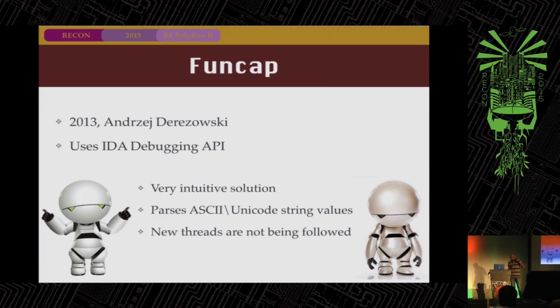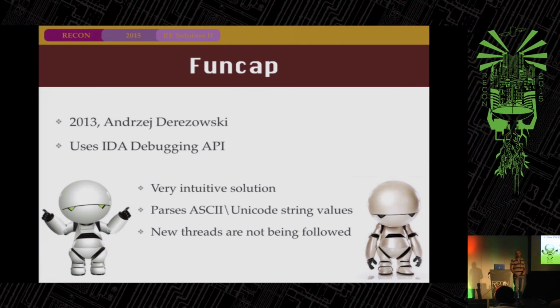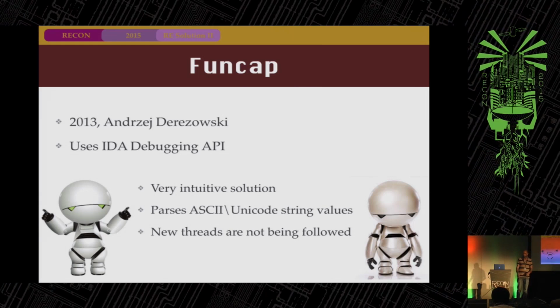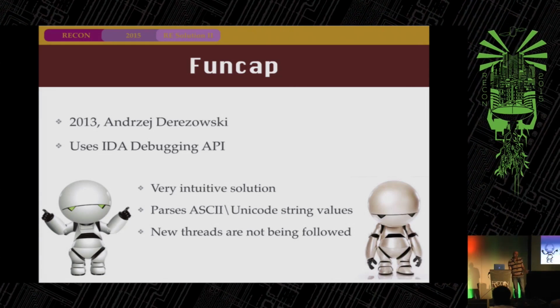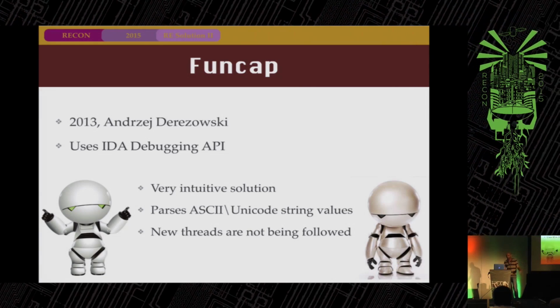Now, the cons about it: it doesn't really follow any new thread. So if your executable is creating any new thread, then FunCap will be completely blind to it. And that could actually be a problem when dealing with almost every binary we're working with.